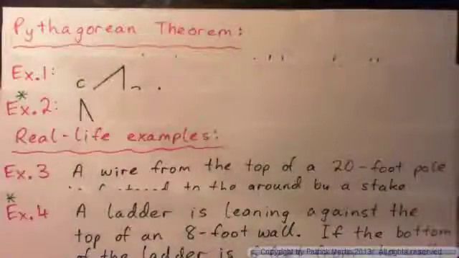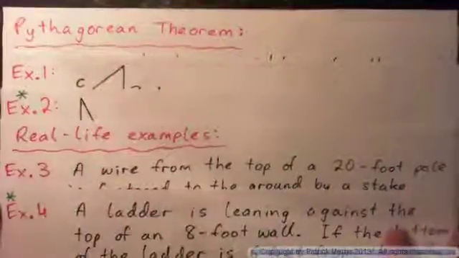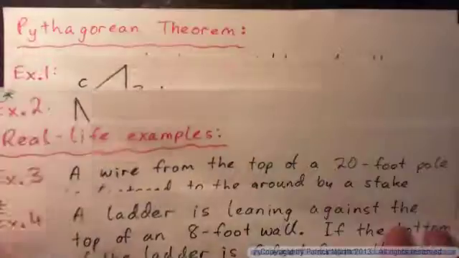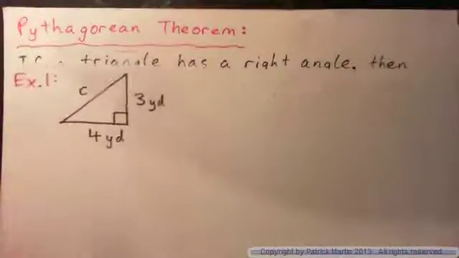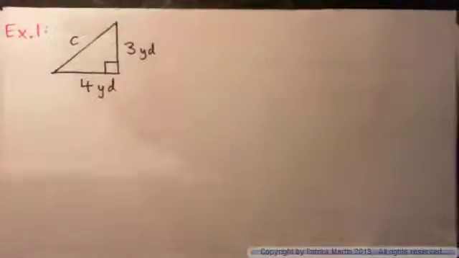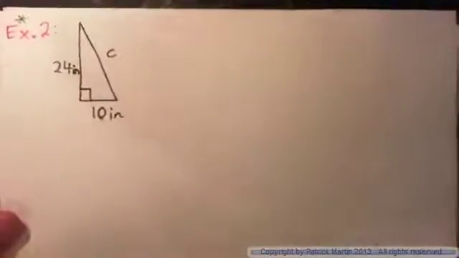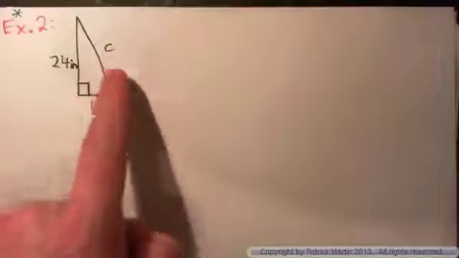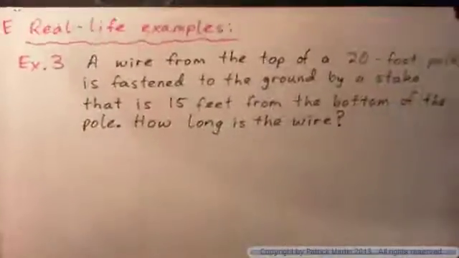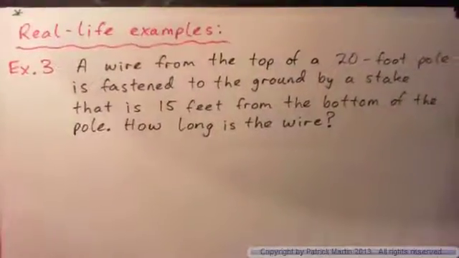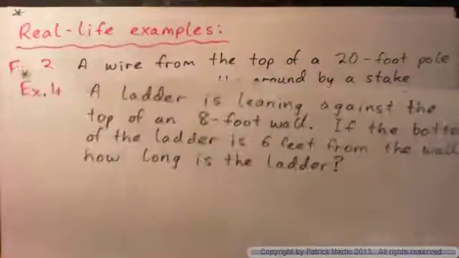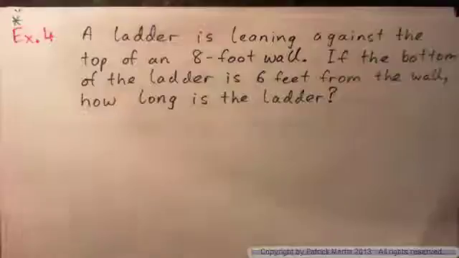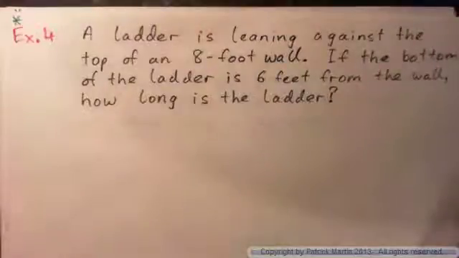Okay, in this video we're going to look at the Pythagorean Theorem, and we'll have 4 examples. So Pythagorean Theorem is this. Here's example 1. Okay, here is example 2. Find the length of the hypotenuse. Example 3 is that. Wire from the top of a 20-foot pole. And example 4 is a ladder leaning against the top of a wall.